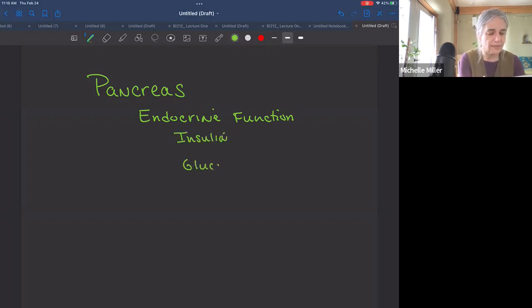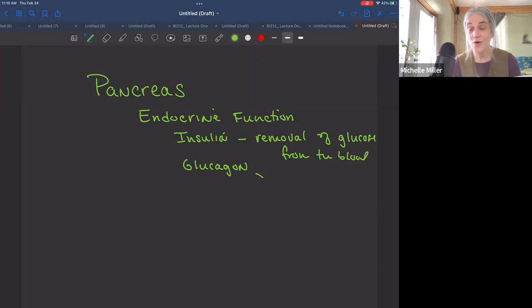and glucagon. So insulin is the hormone that causes cells to remove glucose from circulation. So this causes the removal of glucose from the blood. Glucagon is an antagonistic hormone that does exactly the opposite. So this causes the release of glucose into the blood.